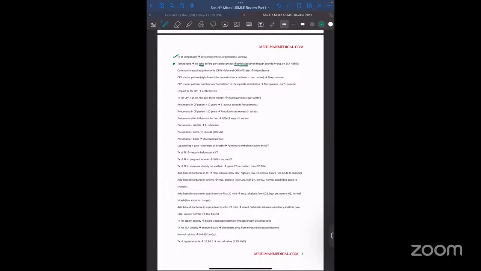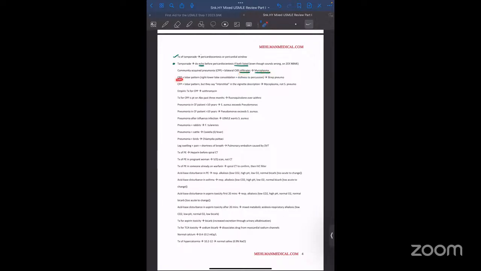Next, we have community-acquired pneumonia plus bilateral chest X-ray infiltrates is mycoplasma. It looks like a community-acquired picture, but there's bilateral chest X-ray infiltrates. Usually pneumonia should have consolidation. If it has infiltrates, it's mycoplasma.